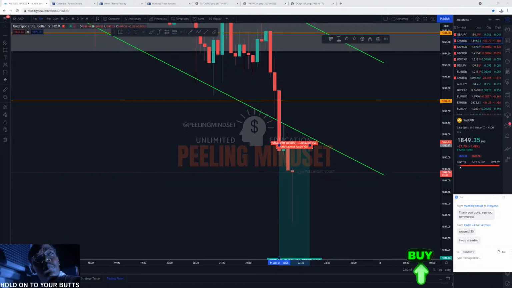All right, Jackie M says he took it based on 5 minute as well. Amazing. See, you got to secure. See, Sudeep Bro secured 18 pips. Nohesi AJ secured. He says, cheers, peeling mindset. Amazing. And Rajput says he secured 47 pips. Amazing. Look at that.